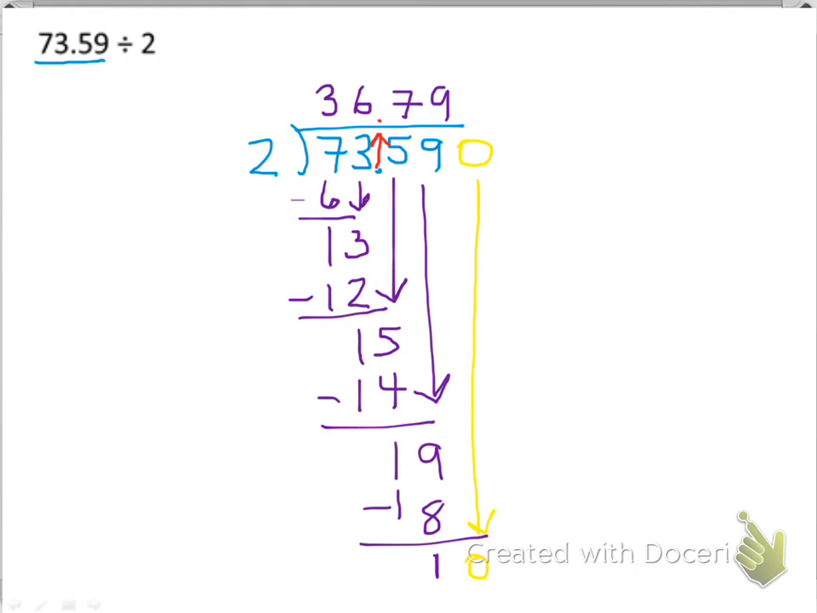How many times can 2 go into 10? Well, 2 goes into 10 5 times evenly. So we're going to write our 5 here. And 5 times 2 is 10. It's getting a little squished down here, so I'm going to bring it up. 10 minus 10 gives me my 0. Now I'm done. Remember, this is how we know we're done, when we get a 0 down at the very bottom. So our answer for 73 and 59 hundredths divided by 2 is 36 and 795 thousandths.